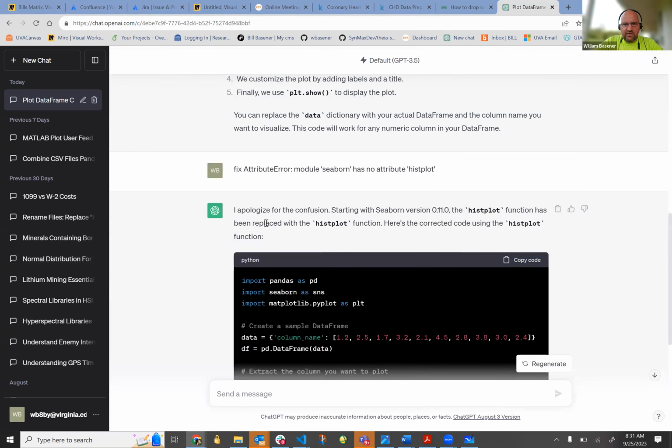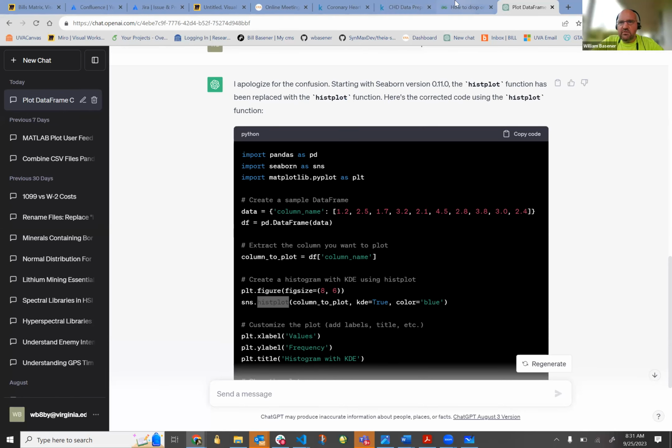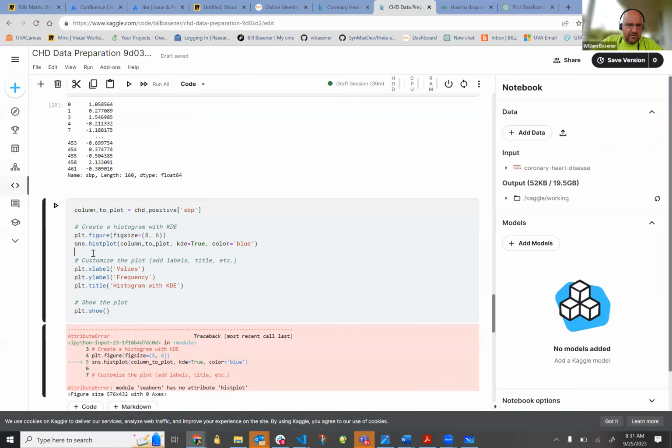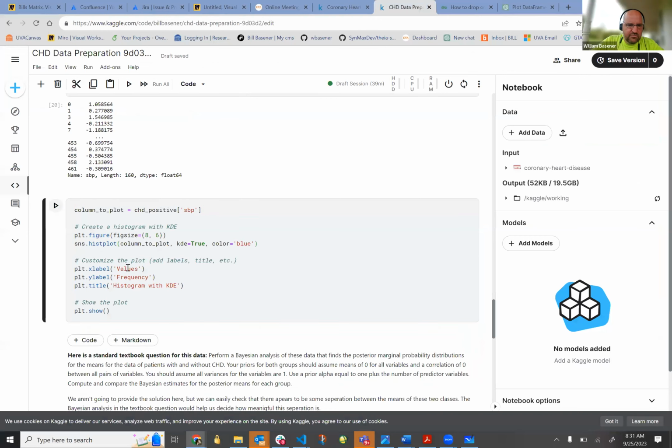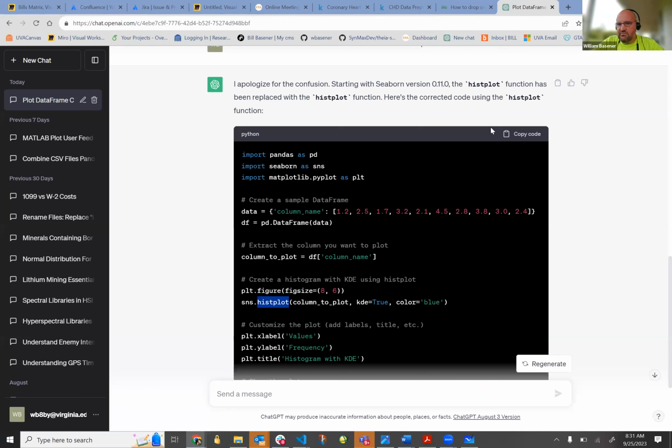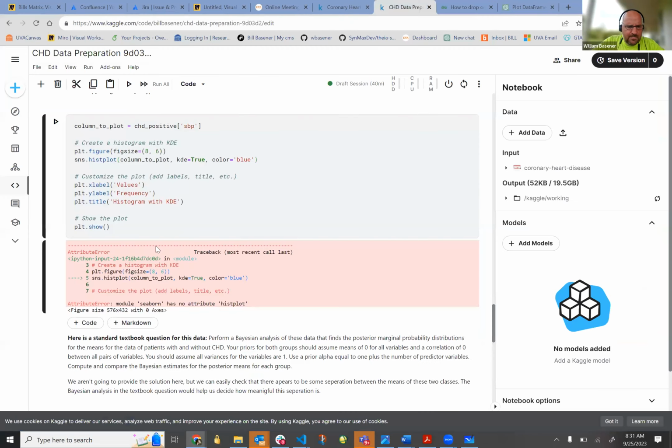So I asked it to fix that. I apologize for the confusion. Starting with Seaborn, the distplot function has been replaced with histplot. Wait. Did it just say the same thing was replaced with itself? Okay, let's go see. Okay, this is ChatGPT hallucinating, which is kind of funny, right? It thinks this thing's been replaced by itself in this version, which is wrong. So it might be just hist.